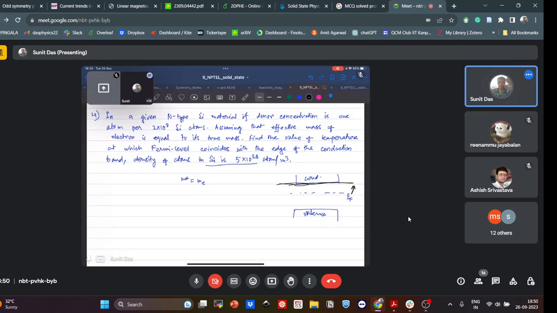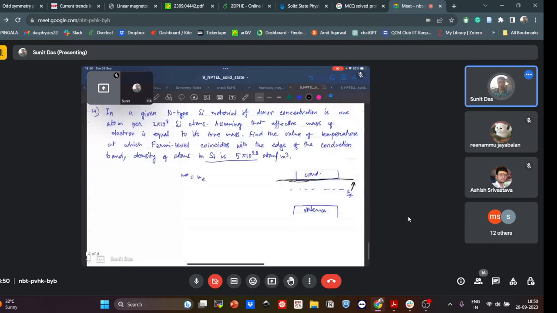Okay, so let me solve it. First we need to find the donor concentration. Donor means n-type impurity is there. This is mentioned here, so there will be donors.